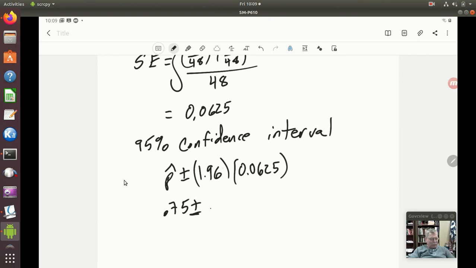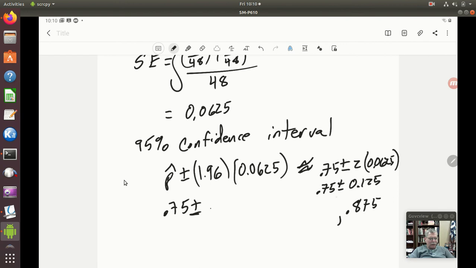So this is about, and we can look on Desmos to get the actual answer, but this is about, so squiggly equal signs, our p hat, actually, let me write in 0.75, plus or minus 2 times 0.0625. So that's 0.75 plus or minus 0.125, like that. And so the high side is around 0.875. The low side, if I subtract 0.125, is around 0.625. So that is approximately my 95% confidence interval.